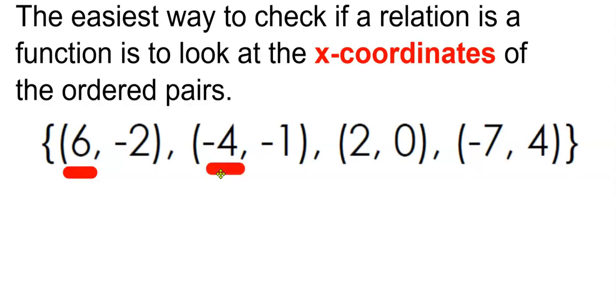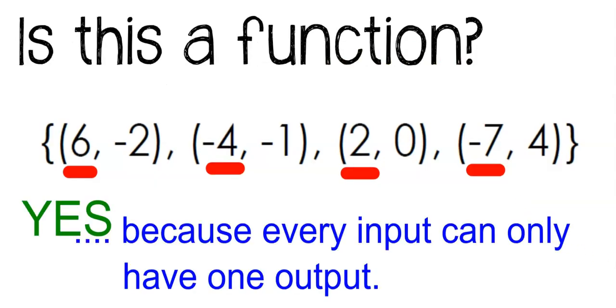We could also look at -4, 2, and -7. None of these inputs repeat. Therefore, they don't have more than one output. All of these numbers happen one time. If there are no repeating x's with different y's, then this is a function. It is a function because every input can only have one output.